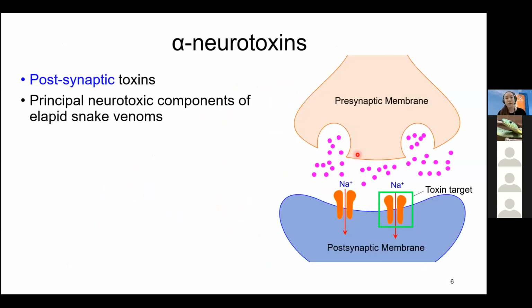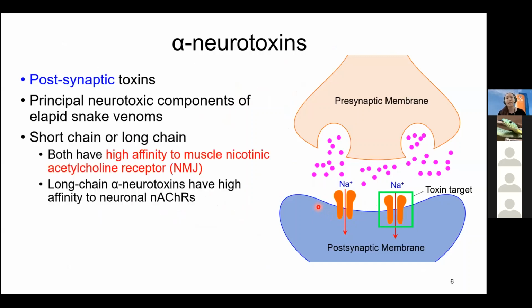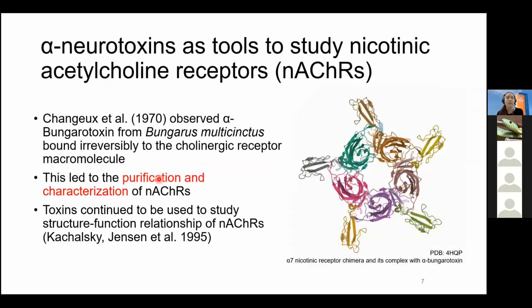Now I want to talk about a subclass of the three-finger toxins known as the alpha neurotoxins. These toxins are postsynaptic, so they target the receptors on the postsynaptic membrane, and they are the principal neurotoxic components of the elapid snake venoms. The alpha neurotoxins can come in short chain or long chain form, and both have high affinity to the muscle-type nicotinic acetylcholine receptor found at the neuromuscular junction. However, only the long-chain alpha neurotoxins have a high affinity for neuronal nicotinic acetylcholine receptors.